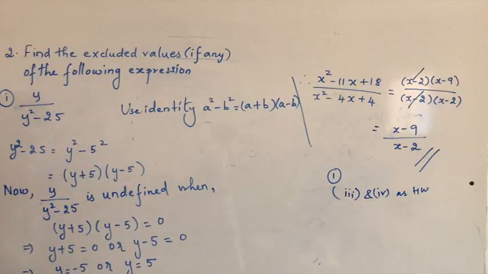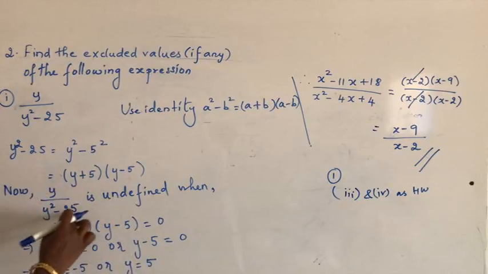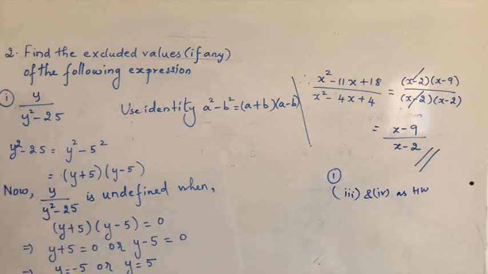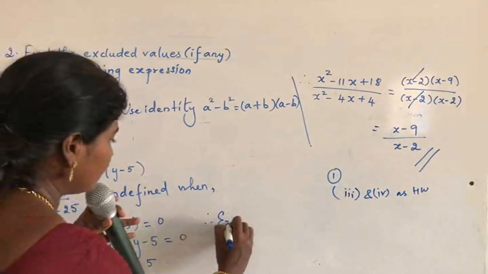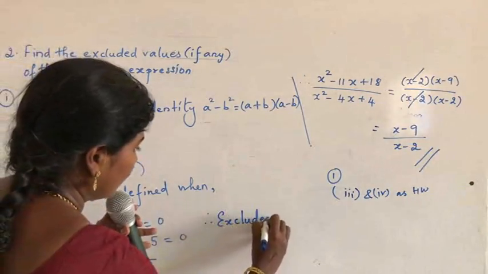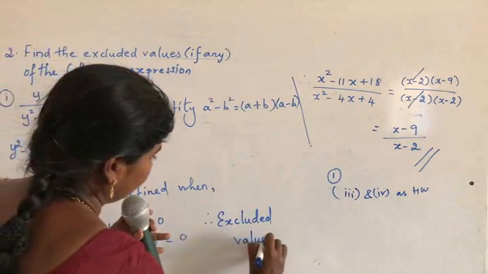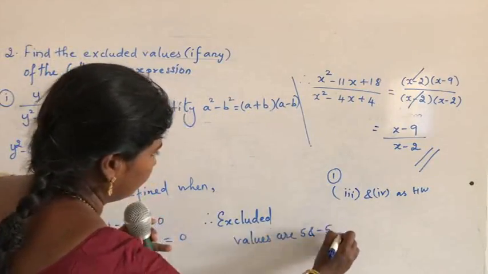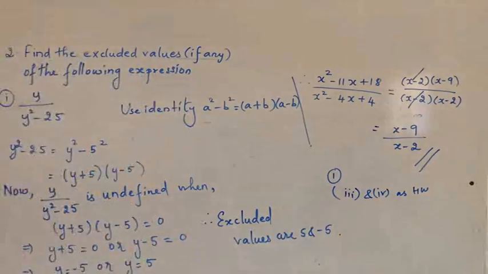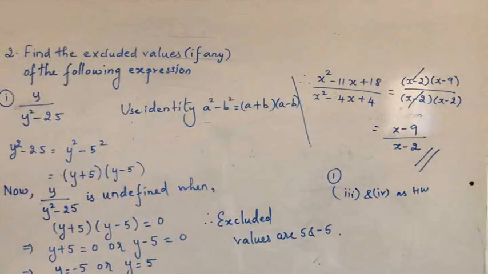So we have got two values, y is equal to minus 5 and y is equal to 5. If y is minus 5 or 5, then the given expression becomes undefined. So what are the excluded values? Therefore, the excluded values are 5 and minus 5. That's all. Take down the next sum.